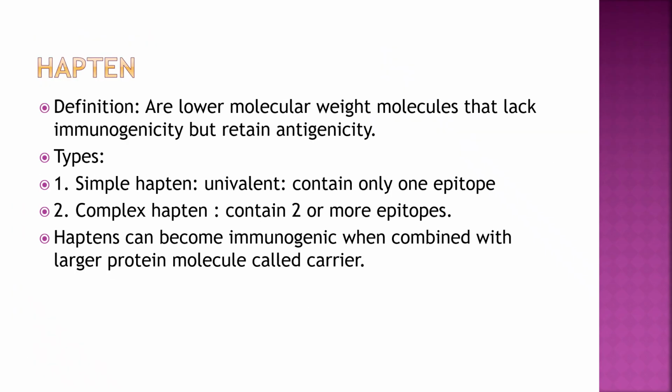Now we'll see incomplete antigen, that is hapten. The definition is they are low molecular weight molecules that lack immunogenicity but retain antigenicity. There are two types: simple hapten and complex hapten. Simple hapten is univalent and contains only one epitope, that is antigenic determinant, and complex hapten contains two or more epitopes. Haptens can become immunogenic when combined with a larger protein molecule called carrier. That means they can produce antibody when they combine with other protein molecules.